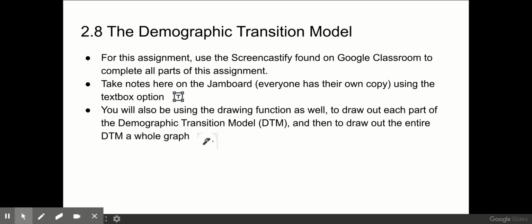So for this assignment, I want you to use the Screencastify that you're watching on Google Classroom to complete all parts of this assignment. Take notes on the Jamboard that's also on Google Classroom, which everyone has their own copy of, and use the text box option to take those notes. And that's just this little T box right there. And you will also be using the drawing function to draw out each part of the demographic transition model, which you'll see abbreviated as DTM, and then to draw out the entire DTM as a whole graph. And this is that little draw function right there that you can find on Jamboard.